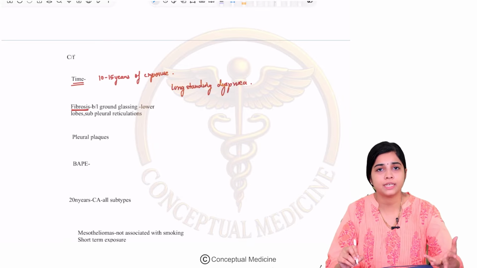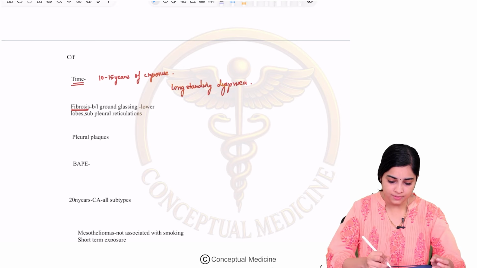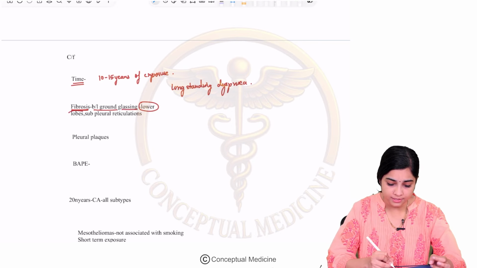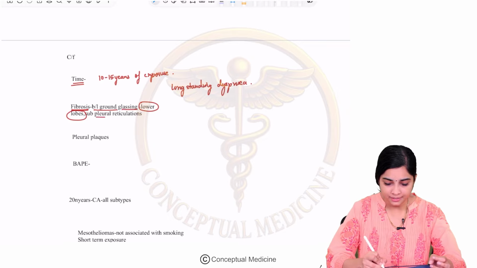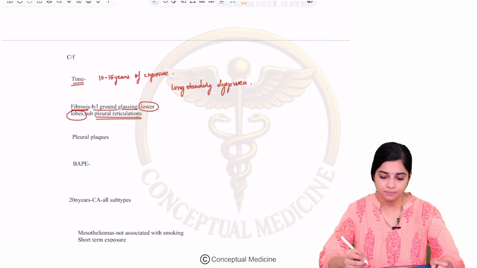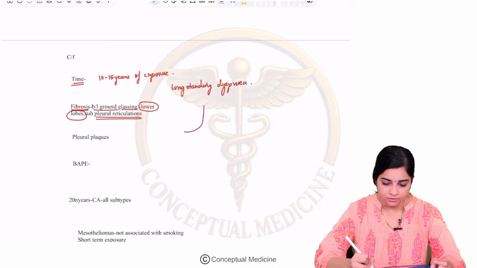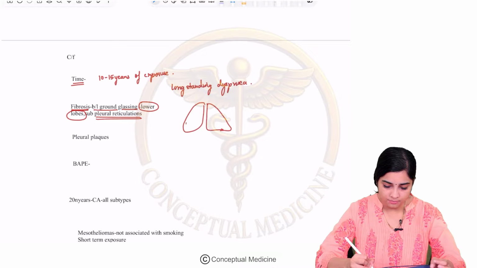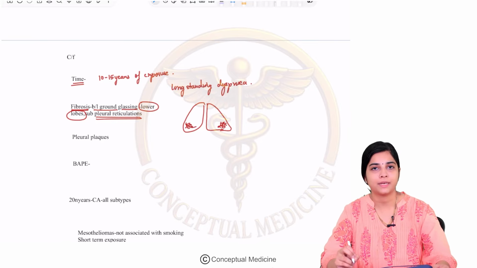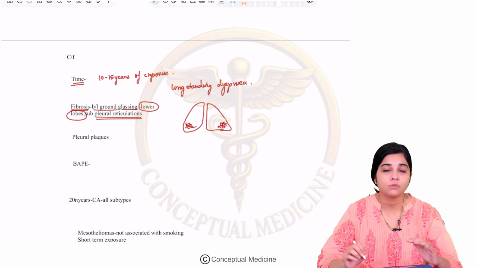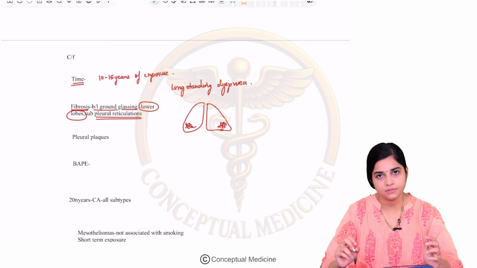So, there is damage to the alveoli and can result in fibrosis characterized by bilateral ground glassing, and it predominantly involves the lower lobes, and you can find reticulonodular opacity in the subpleural regions, right? So, if these are your lungs, this is your subpleural region, and here in the subpleural region, the lower lobes, you find reticulations or lace-like pattern or network-like pattern with bilateral ground glass opacities in your asbestosis.